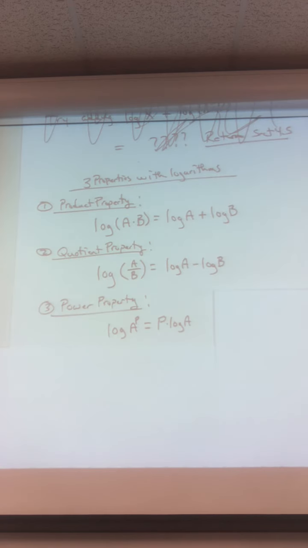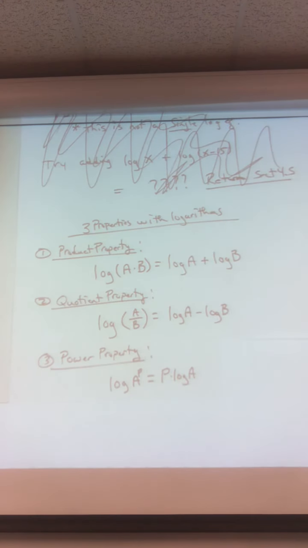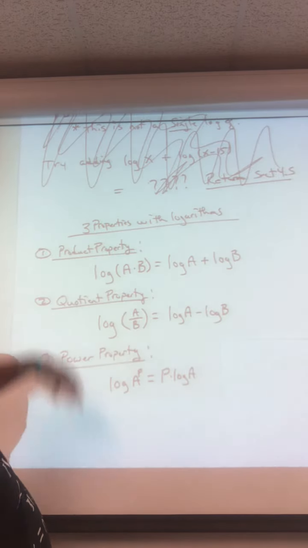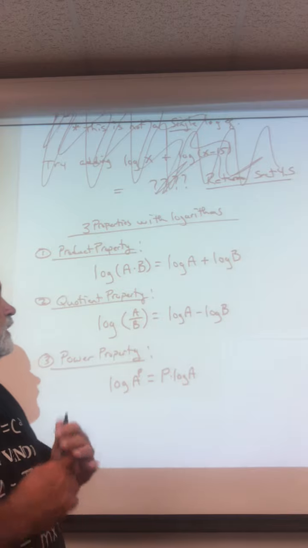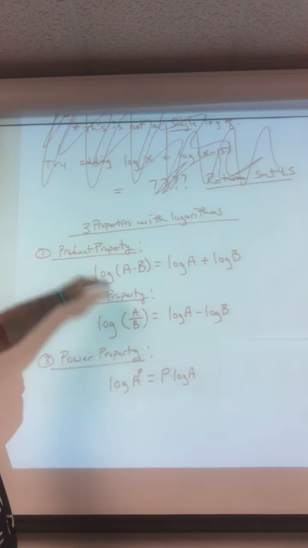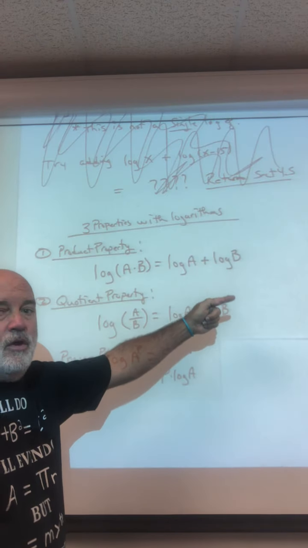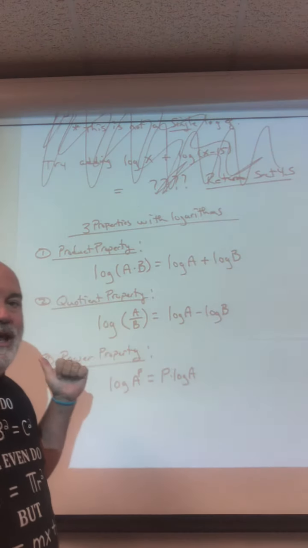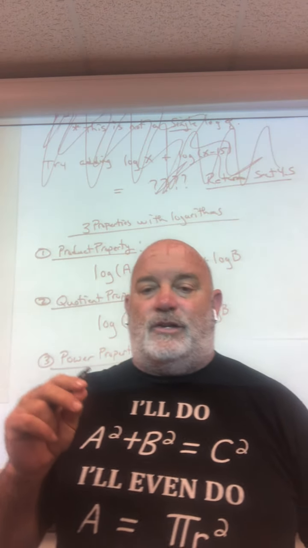Okay, so I'm assuming that you've copied these three properties down. And in the next video, we're going to look at some examples on how to use these properties. And let me show you how these properties are going to be used. When you're using these properties, you can use them from left to right, or you can use them from right to left. It depends upon what you're trying to accomplish.